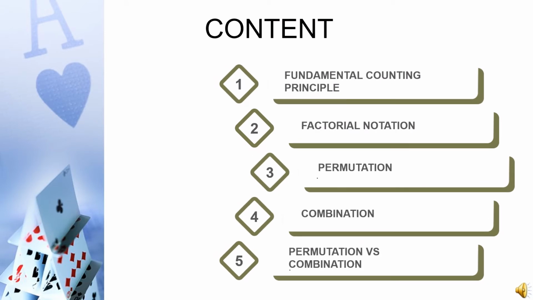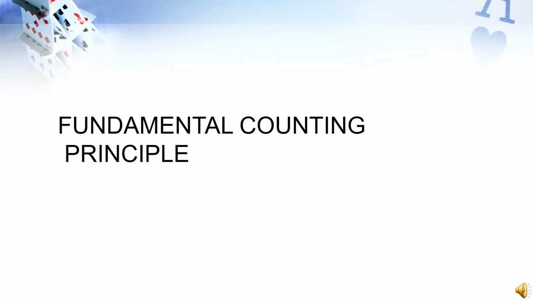So in this video we are going to discuss permutation and combinations. These are the basic points which we are going to discuss throughout this chapter: fundamental counting principle, factorial notation, permutation, combination, and then permutation versus combination. So the very first topic is the fundamental counting principle.